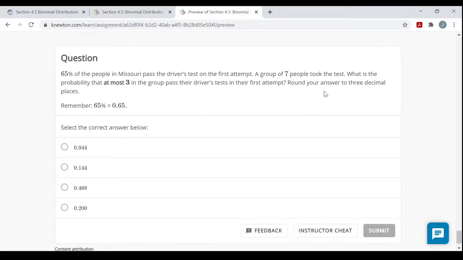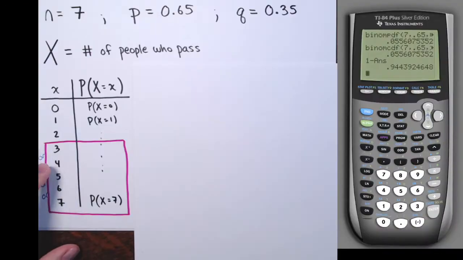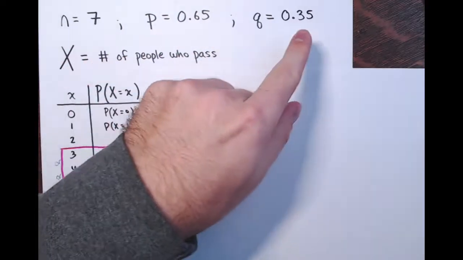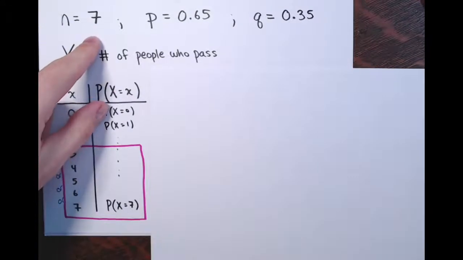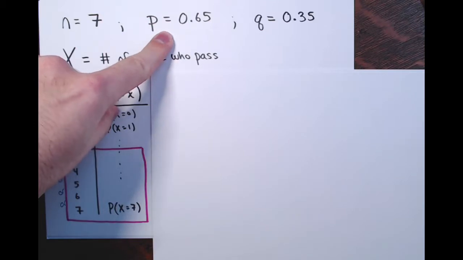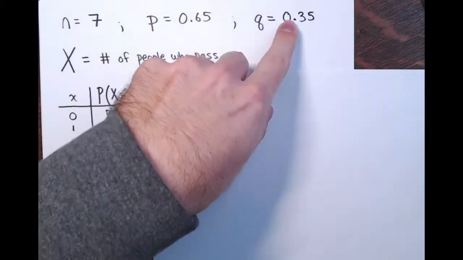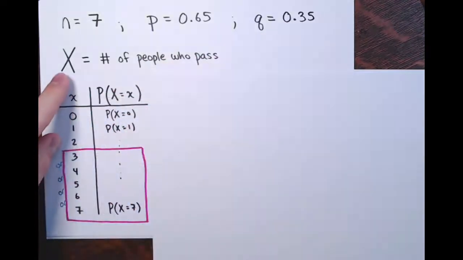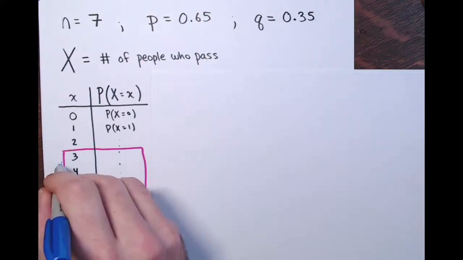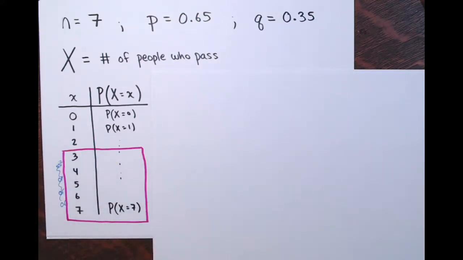All right, so again, I'm going to go back here. This time I'm going to do this. We're going to go back to my paper, because it's the same scenario as earlier. There are 7 people, 7 trials, 7 people taking this test. The probability of a success on each trial is 0.65. The probability of failure on each trial is 0.35. X is representing again the number of people who pass. I'd make a chart like this. Just kind of ignore the pink box now.